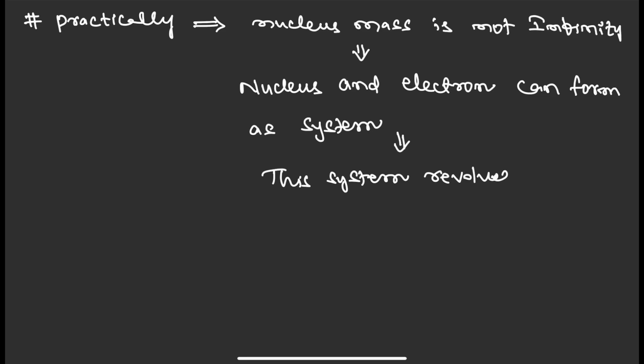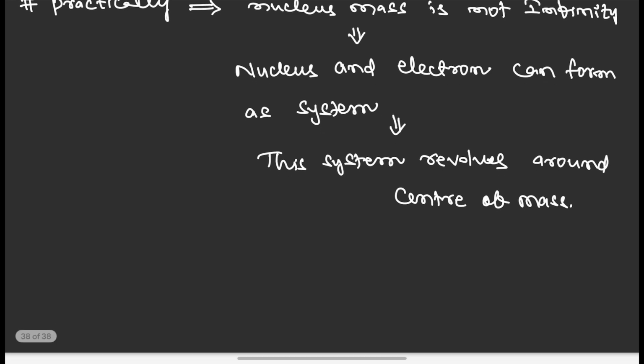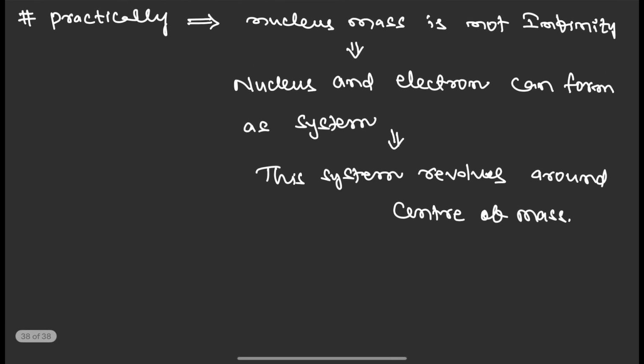It revolves around the center of mass. Let me go on with this. It means, for example, if I choose a particle, here is the point. Here some mass is taken. The capital letter M is the mass of the nucleus, and the mass of the electron is the small letter m.